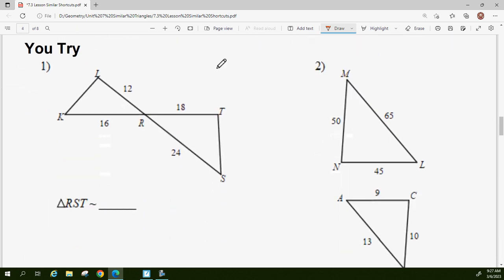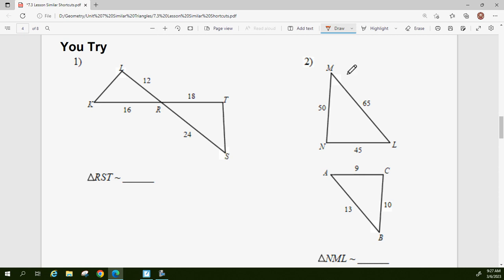So I'd like you to try these two. We're going to worry about just deciding if they're similar, and if they are similar, decide which shortcut shows they're similar. We don't have to worry about this part necessarily, but you should learn how to do it because it is important. Take your time on these two. If you have questions, ask.